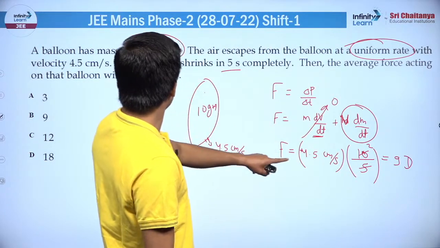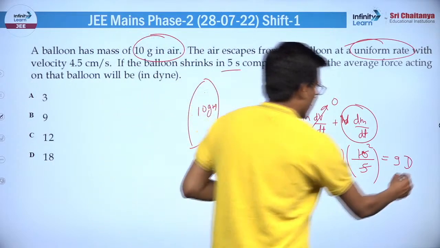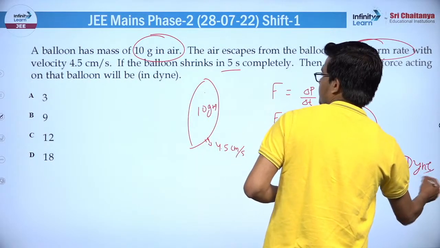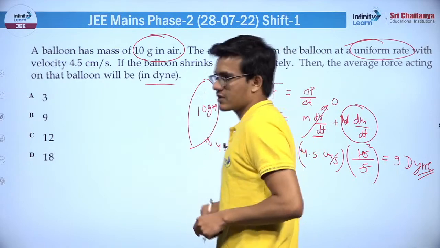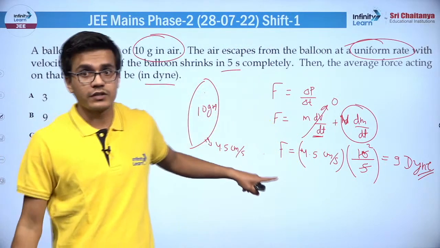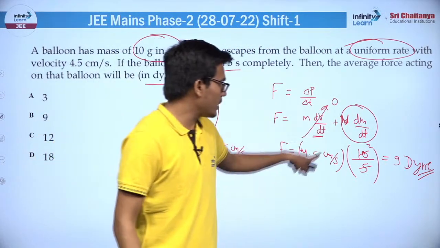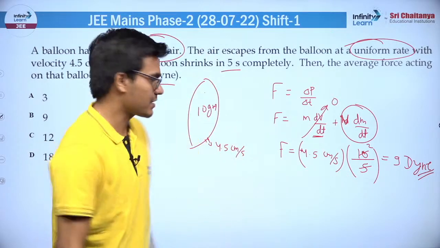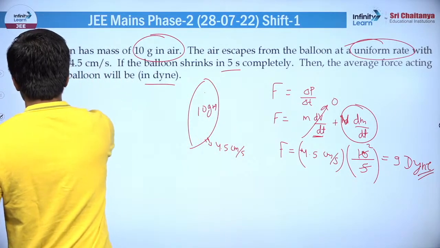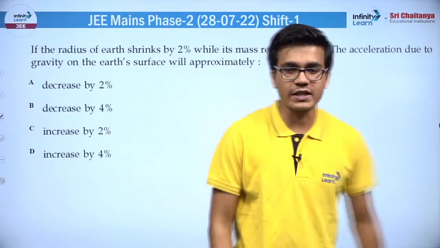And dm by dt is in gram, so the answer should be in dyne. And the question is also asking in dyne. Why have we written dyne, why not Newton? Because we have taken every unit in the CGS system, right? So the answer should be option B. Moving to the next question.